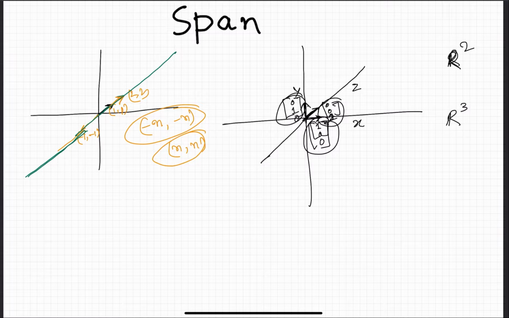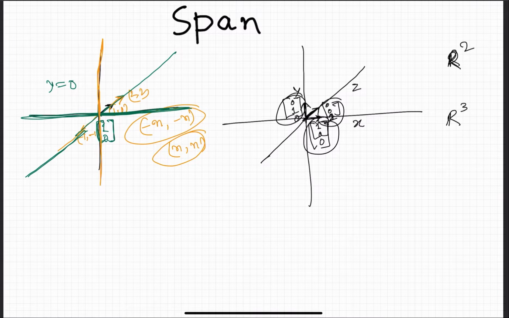This is the span. Similarly, for any vector which has y equals to 0, the span of those vectors will be the x-axis itself, that is the span of the 1 0 vector. The span of the 1 0 vector is the whole x-axis. The span of the 0 1 vector is the whole y-axis. So this is the main concept about span.